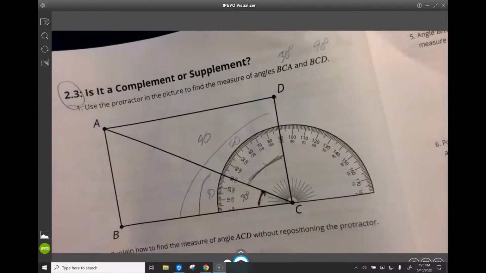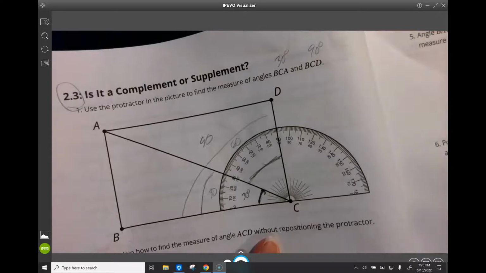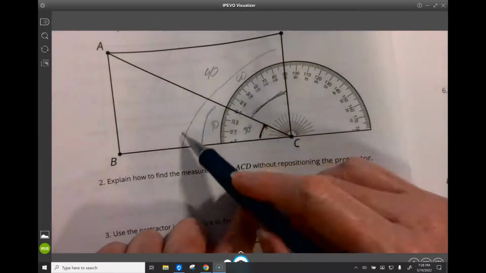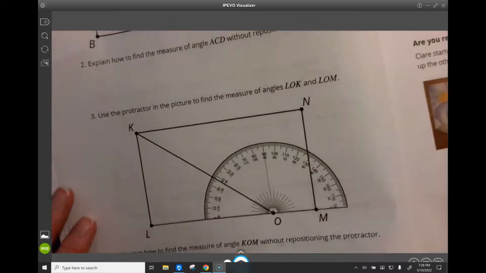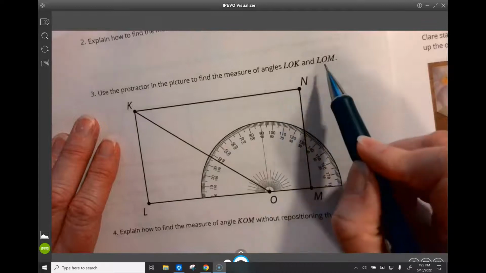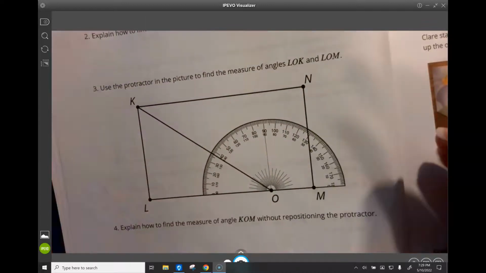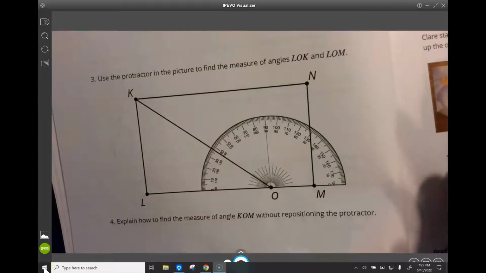Okay? Explain how to find the measure of angle ACD without repositioning the protractor. So that's what we just did. We know the whole thing is 90. If this is 30, then that's 60. Use the protractor in the picture to find the measures of angles LOC and LOM. Explain how you know it without repositioning. And I'd like you to try that one on your own. So I'm going to pause it, and I'm going to have you try it.